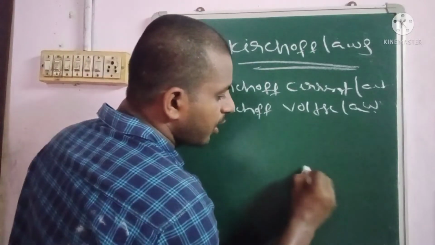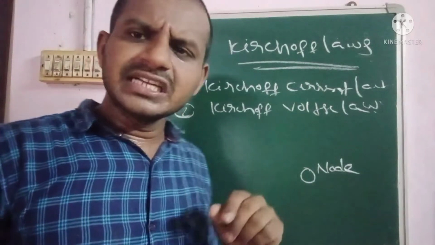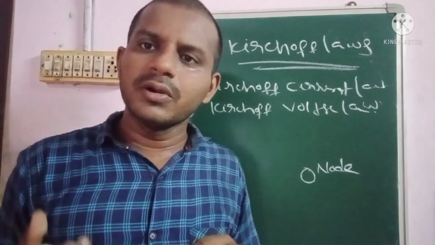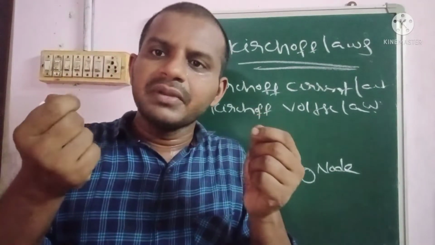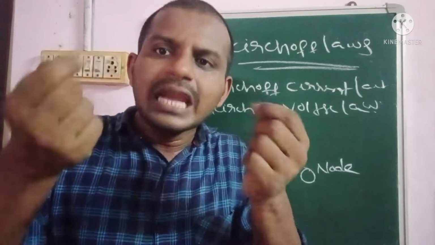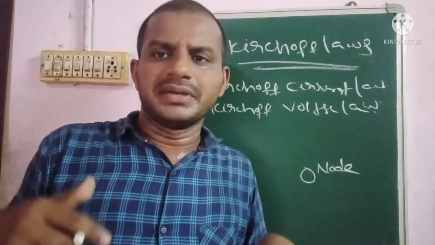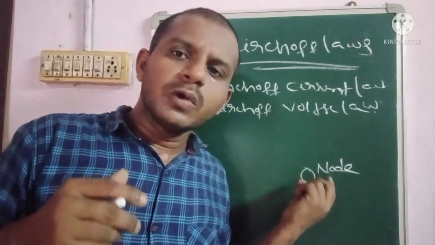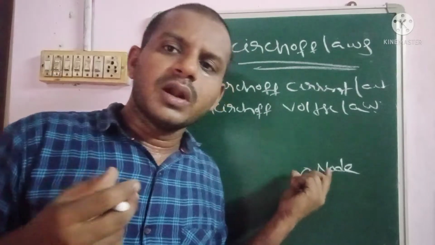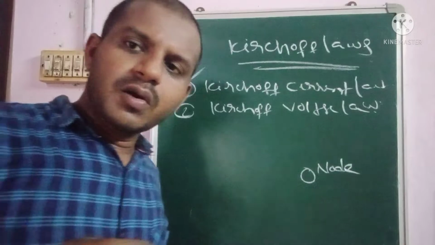Coming to the Kirchhoff current law, let us consider one node point. So this is the node point. First of all, what is the meaning of node? Node means the connection between any two points or any two elements, like passive elements or active elements. Simply, you can call it a node.